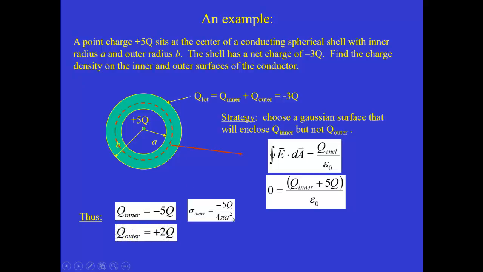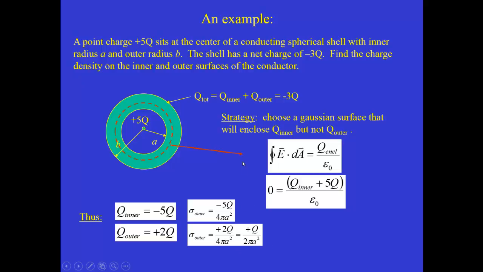Now what about Q outer? We now go to the sum. We know the sum of the two is negative 3Q, and so the only way that that can happen is if Q outer is plus 2Q, which gives the surface charge density on the outer part of the sphere as 2Q over 4 pi. That should say B squared. That's a typo on my part. So it should be plus 2Q over 4 pi B squared, or then Q over 2 pi B squared as the final answer. Sorry about that.